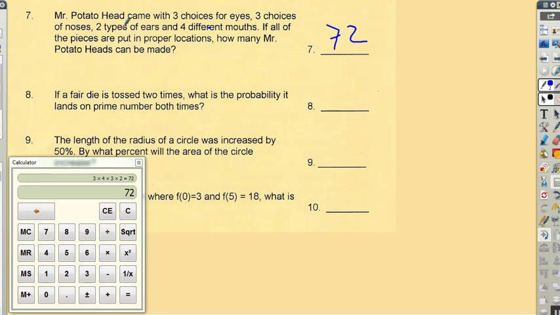It's a lot. All right, if a fair die is tossed 2 times, not once, but twice, what is the probability that it lands on a prime number both times? All right, so let's go through our prime numbers. Is 1 prime? No. 1 is neither prime nor composite. Is 2 prime? Yes. So that's a prime. Is 3 prime? Yes. Is 4 prime? No. Is 5 prime? Yes. Is 6 prime? No.